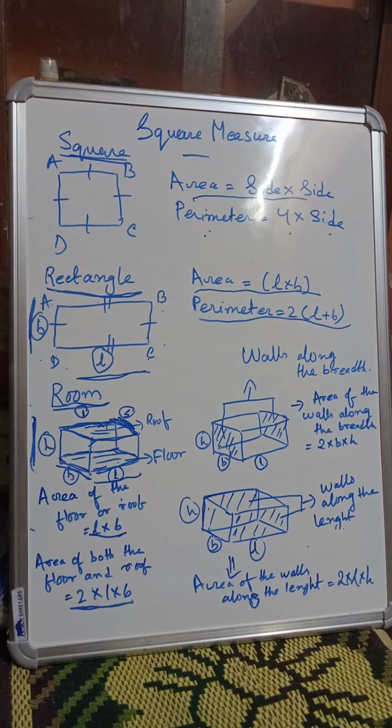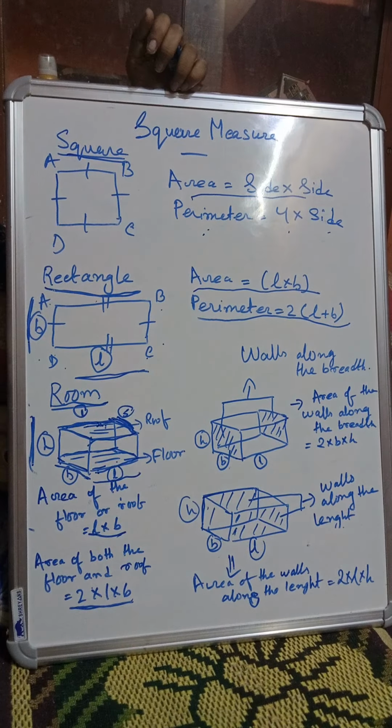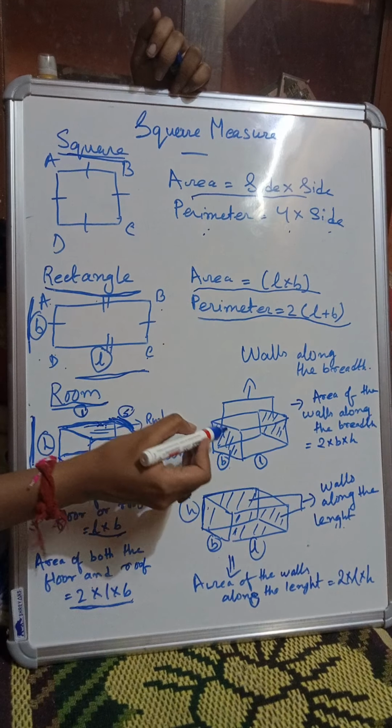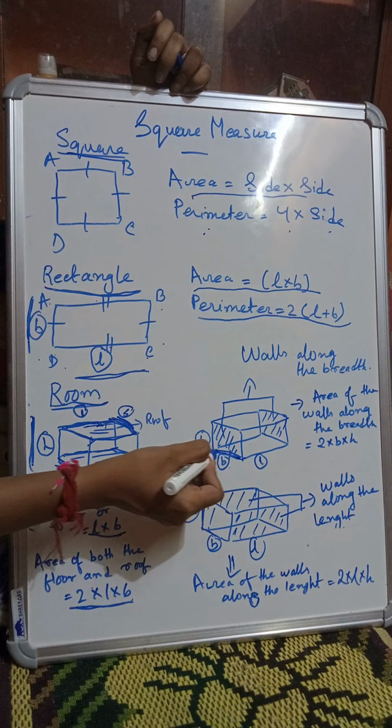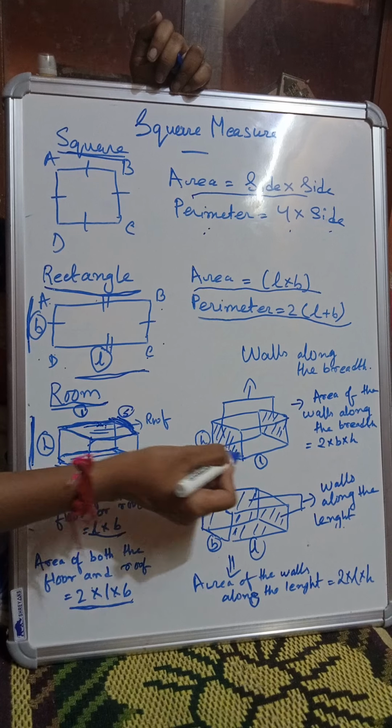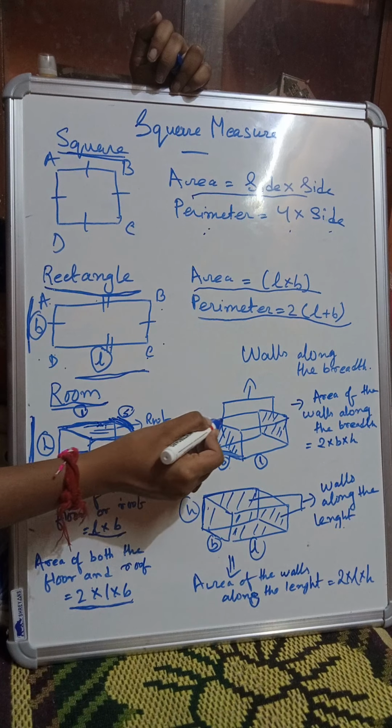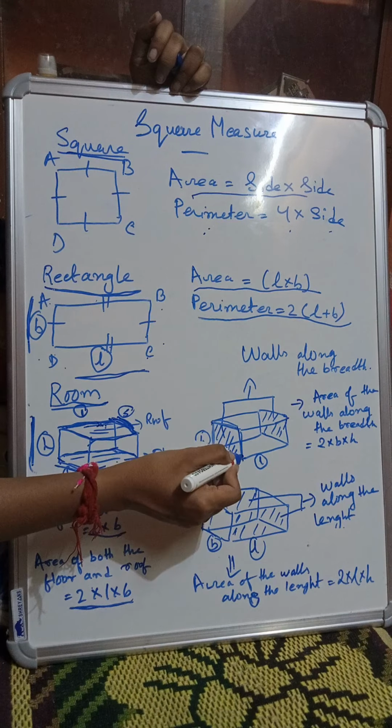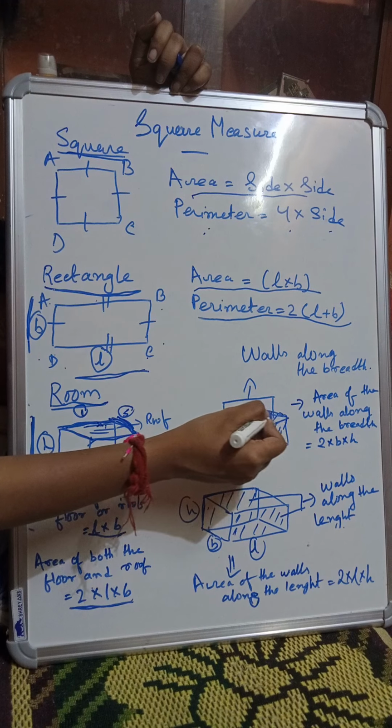Now if you are asked to find out the area of the walls along the breadth, if you can see, this is the breadth, right? This is the breadth one, then this is the height one. So this is the wall along the breadth. Mind it, this is the wall along this.